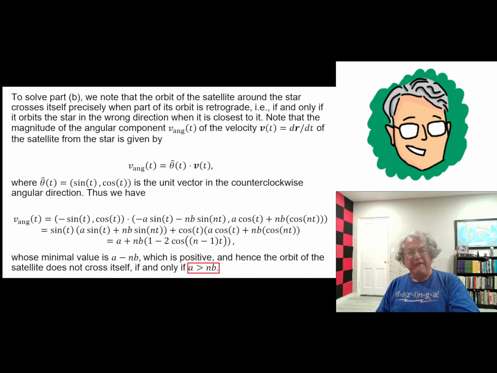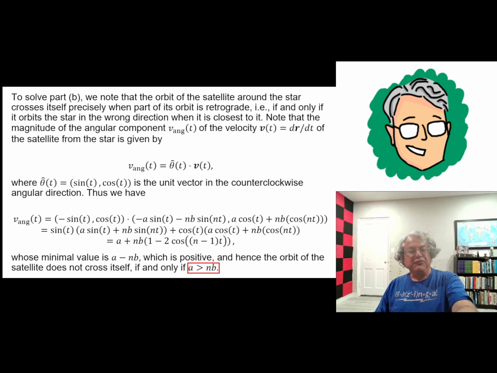You still get a curve that has a cusp when a equals nb. It has cusps, but it still doesn't intersect itself. It intersects itself if and only if a is less than nb. And that was like I showed you in the picture earlier, when n was 4 and a over b is 3, you do get an intersection. So that's part B. That wasn't too bad either.